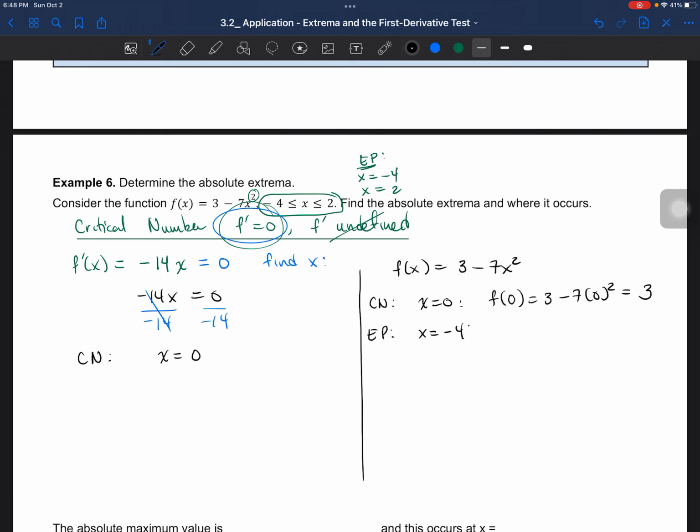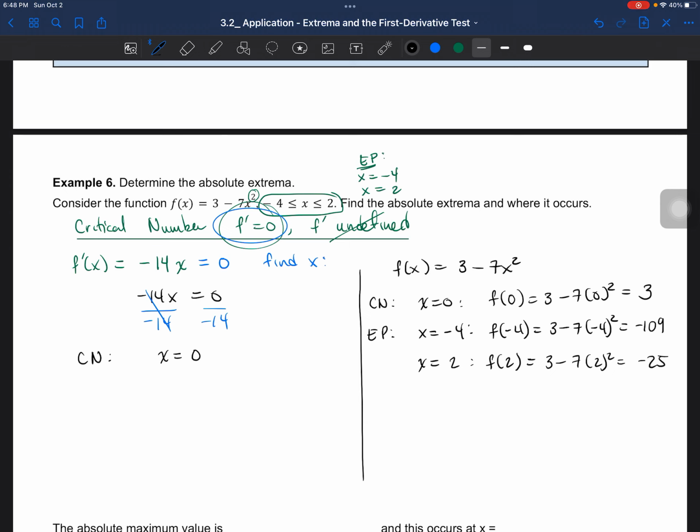And then we're going to use the endpoints. x equals negative 4. Right, so we're going to have negative 4 squared times negative 7, and 3 minus that number. We put this in the calculator, and we're going to get negative 109. The other endpoint that we have is 2. So let's plug in 2. Notice that we're putting this in the original function. So we end up getting negative 25. Right, and that's it.